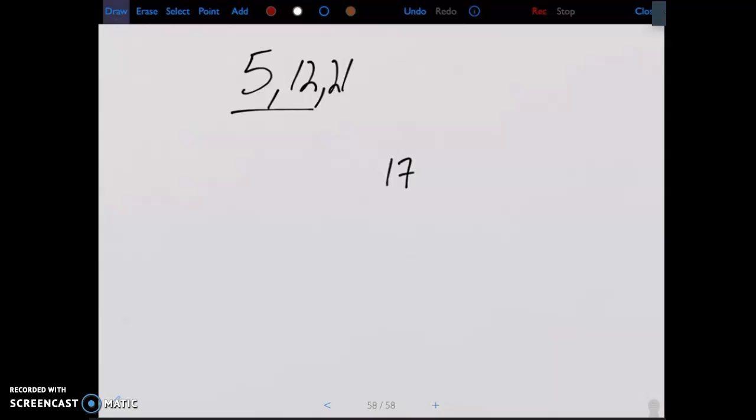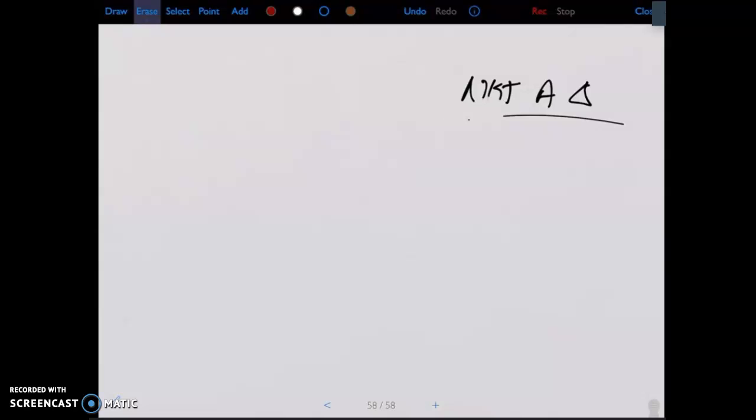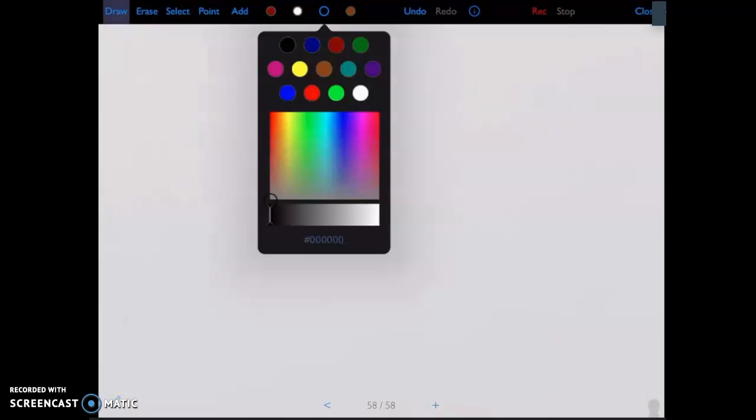5 plus 12 is going to be 17. 5 minus 12 is going to be 7. Is your third side between 17 and 7? Nope. So this is not even a triangle. And if it's not a triangle, it can't be obtuse, acute, or right. Beautiful. Should have done that with the first one.